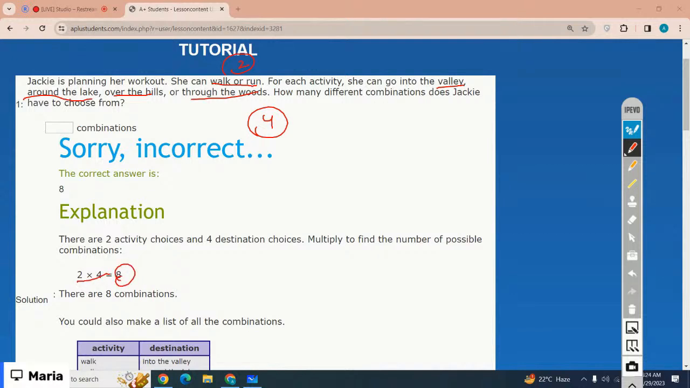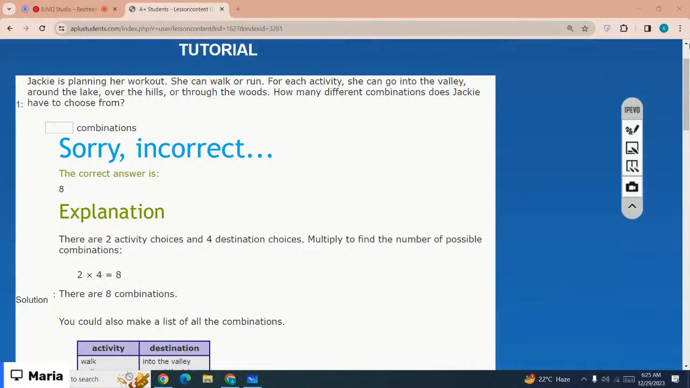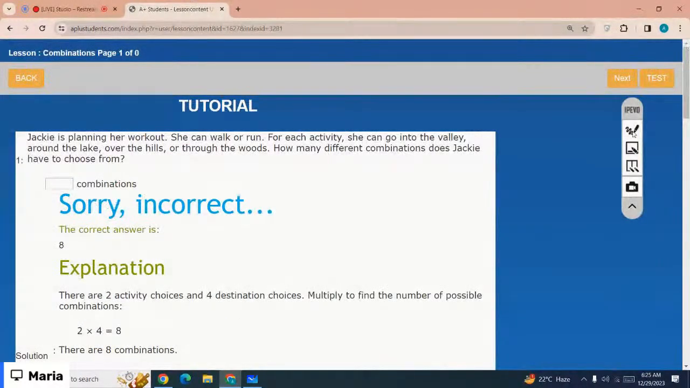Now you don't need to calculate the factorials. You have to find the combinations, not the orders, right? So the difference between the combinations and the permutations is that in permutations you have to see the orders, but here you have to see the combinations, right? So for the combination you simply have to multiply.